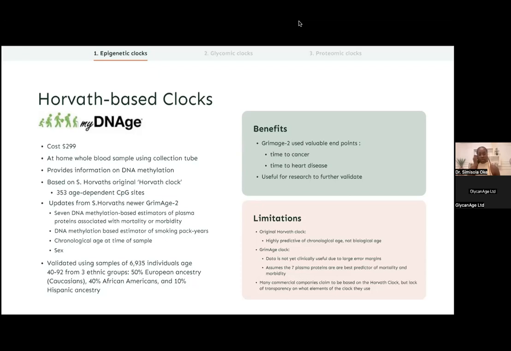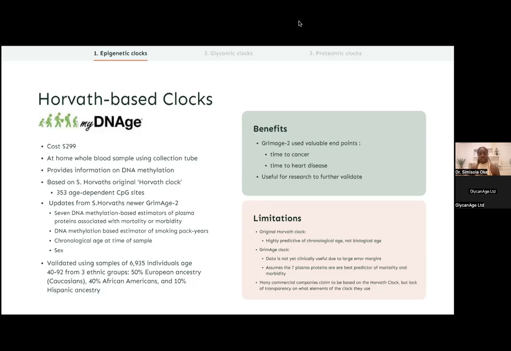And so actually, Stephen Horvath has continued to do a lot of work in this space and continues to do a huge amount of research in biological aging. And one of the newer clocks that they have created in their scientific research team is GlycanAge 2. And so this is an upgrade of the clocks, GlycanAge 1 that already exist.